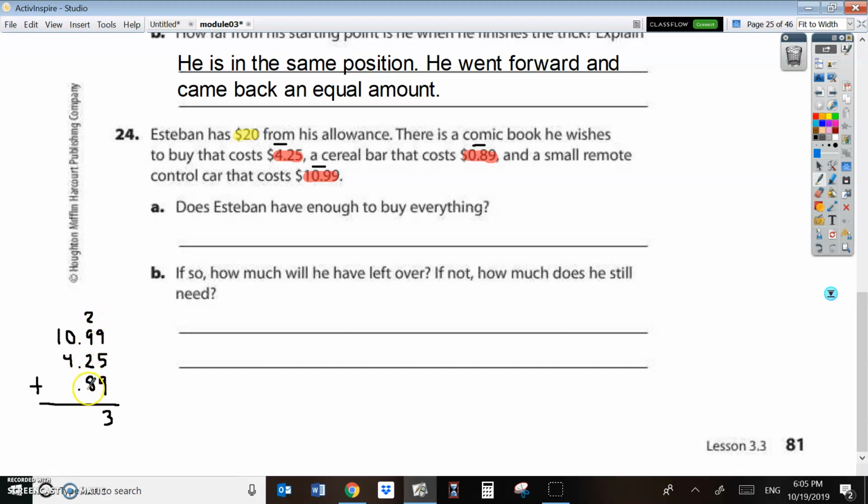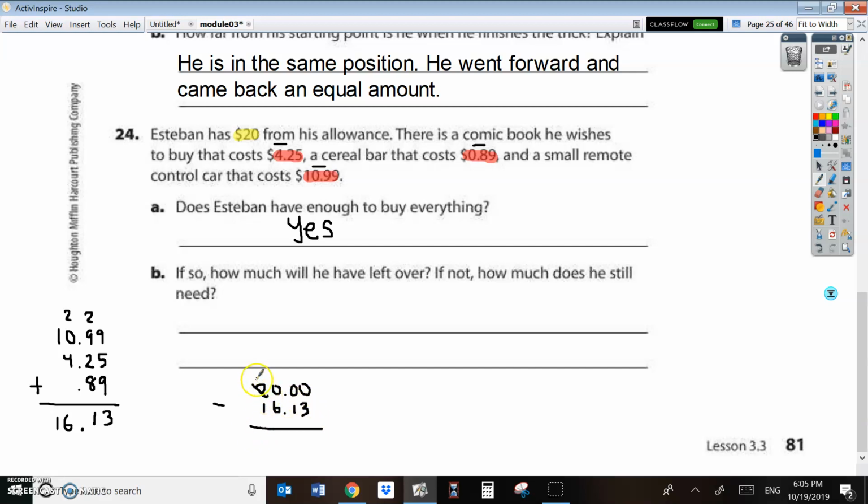I know 2 plus 8 is 10. I know 10 plus 9 is 19, plus 2 is 21. 16, 13 is how much he spent. So does he have enough? Yes. How much will he have left over? Well, let's do the subtraction. $20 minus 16, 13.